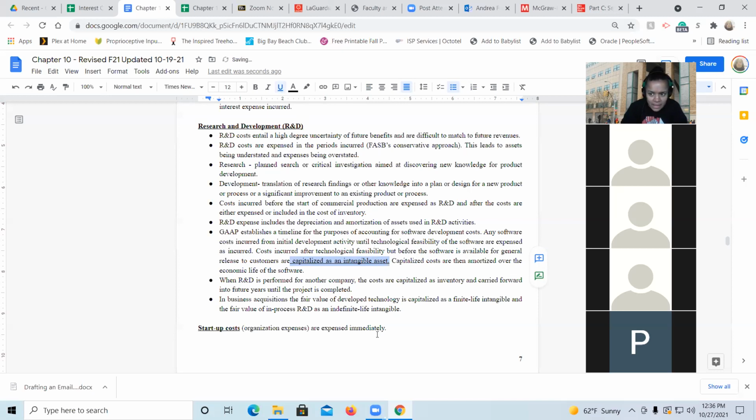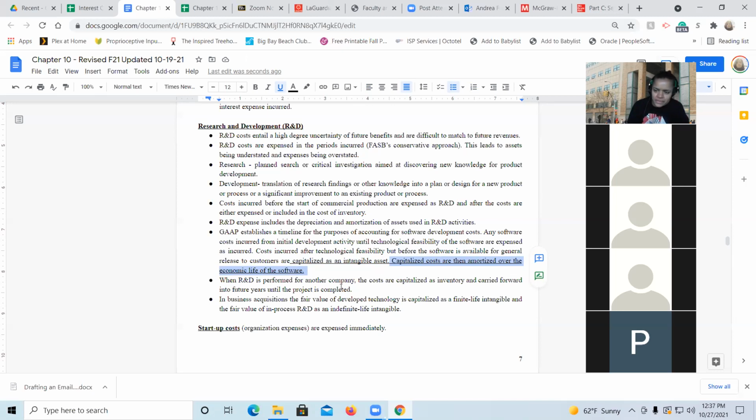So that's something to bear in mind, that research and development is just being expensed. But if you are busy with software development, once you reach a point of technological feasibility, and that means the company basically realizes, yes, this is working, this is something that we want to bring to market, then they can start capitalizing those expenses as an intangible asset. And then they can also amortize, and we'll see more of amortization in chapter 11, over the life of the software as opposed to just expensing immediately.